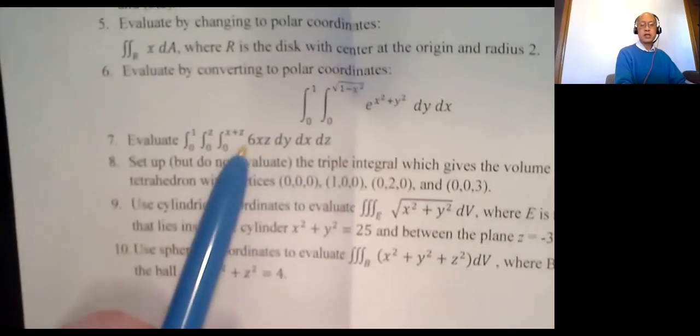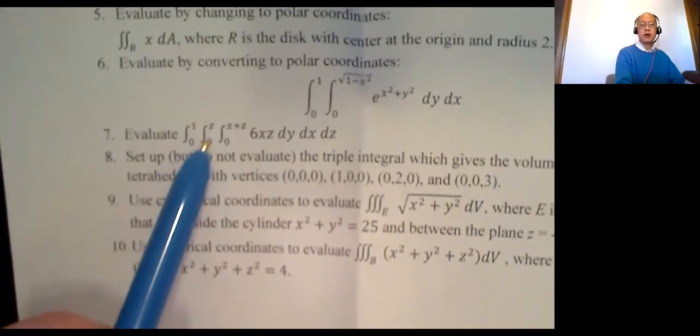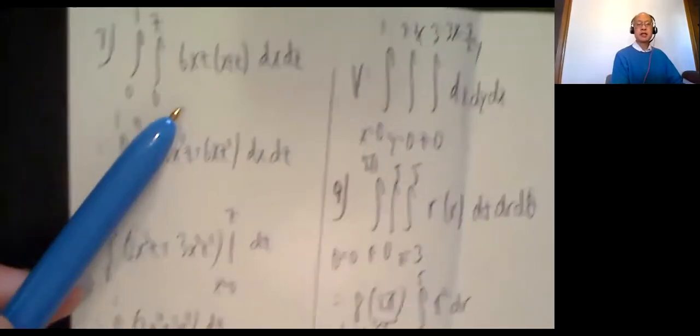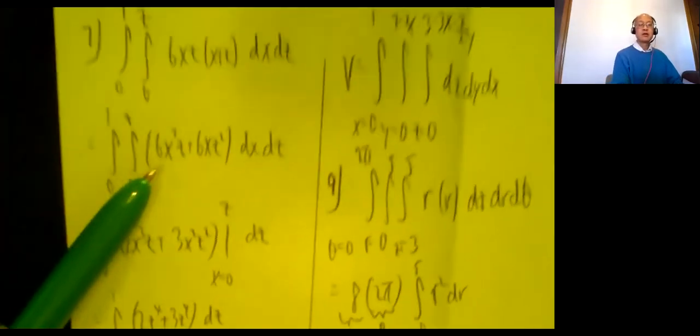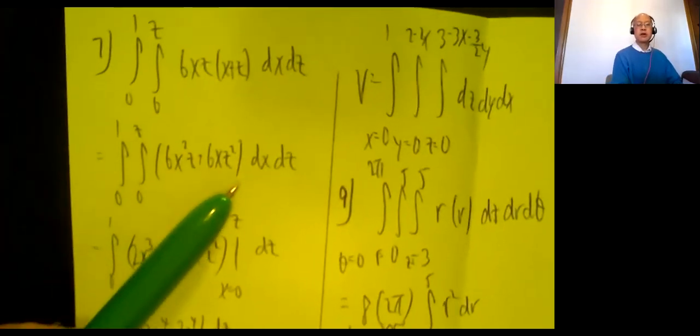There is no y, so just 6xz times the length of the interval, which is x plus z. So 6xz times (x plus z). So 6x squared z plus 6xz squared.